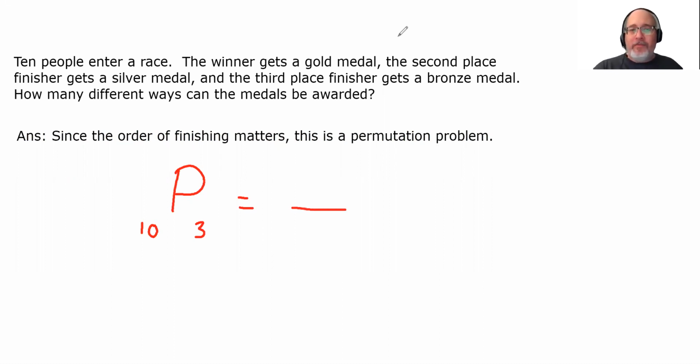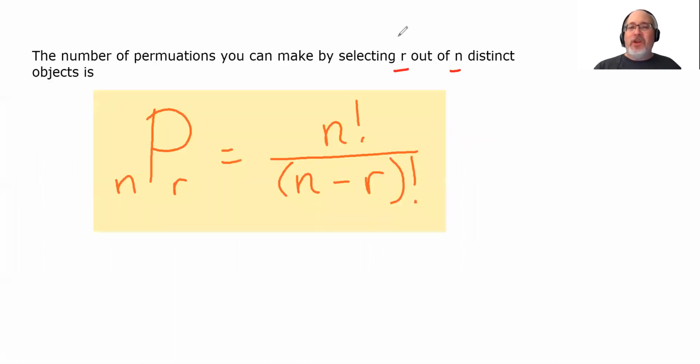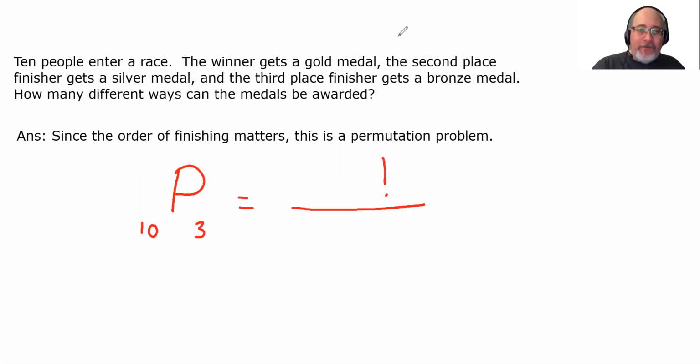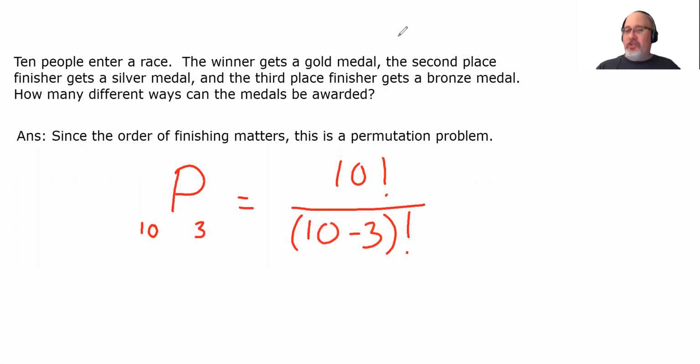According to the formula, it's a ratio of factorials. The top is the factorial of the first number, but the bottom is the factorial of the difference of the two. There's your setup. I'm not gonna expand the 10 factorial yet. I do want to go ahead and call 10 minus 3 7.